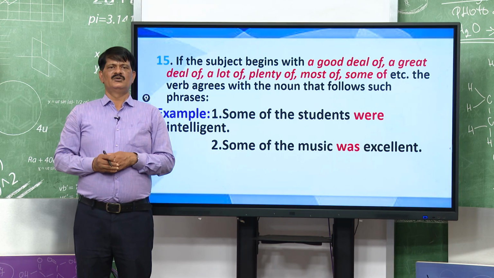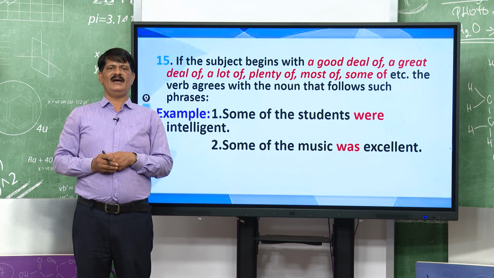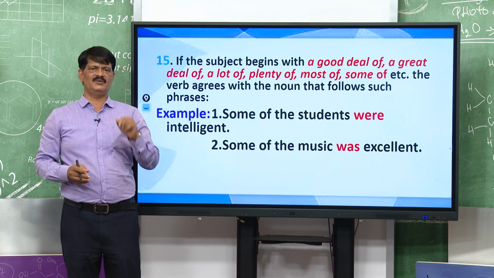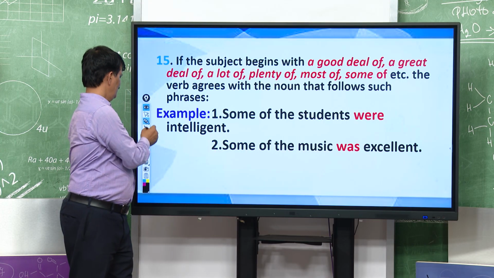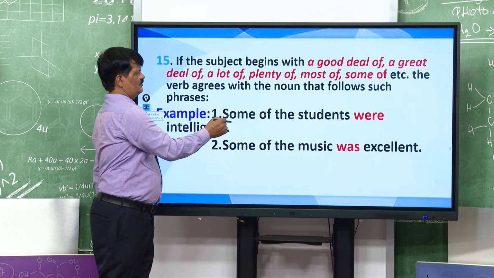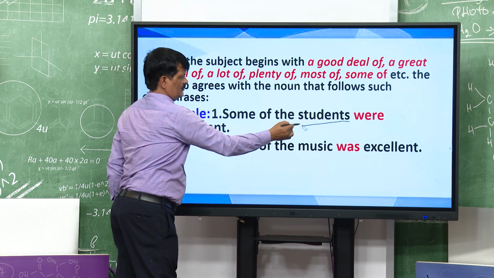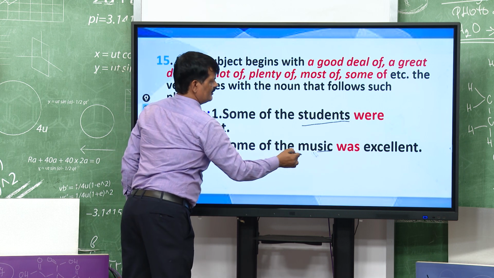Number 15, you see, if the subject begins with a good deal of, or a great deal of, or a lot of, plenty of, most of, some of, etc., the verb agrees with the noun that follows such phrases. You see, some of the students were intelligent. Some of the students. In the second example, some of the music. You see, the difference is some of the students is there. It is plural. Understood? And some of the music, it is singular.